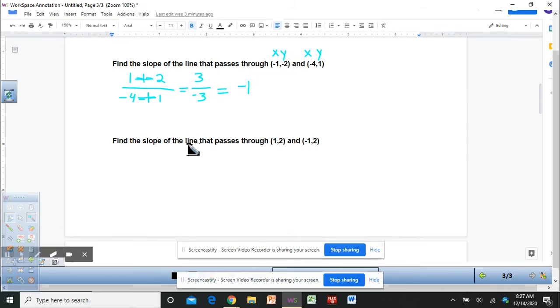Let's try one more. Find the slope of a line. So we're going to take our y value minus our y value. So 2 minus 2 over -1 minus 1. That's going to give me 0 over -2, which is the same thing as 0. I can have 0 on the top. I cannot have 0 on the bottom, because that would be undefined. And we will see that in the next example.